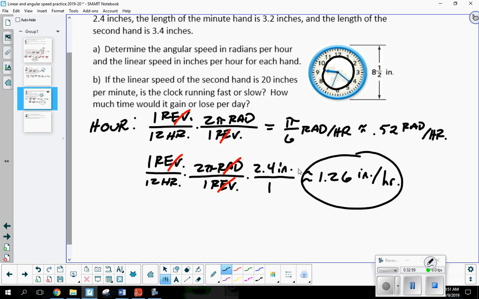Remember on this first part right here, this is angular and this one's linear. These first two fractions give you angular, but as soon as I multiply by the radius, it becomes linear, because now I've got length per time, so a distance. Does that make sense?